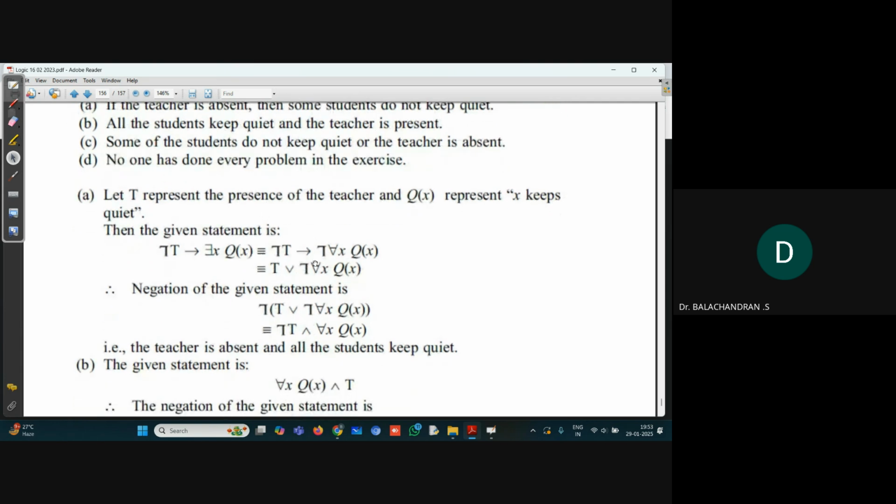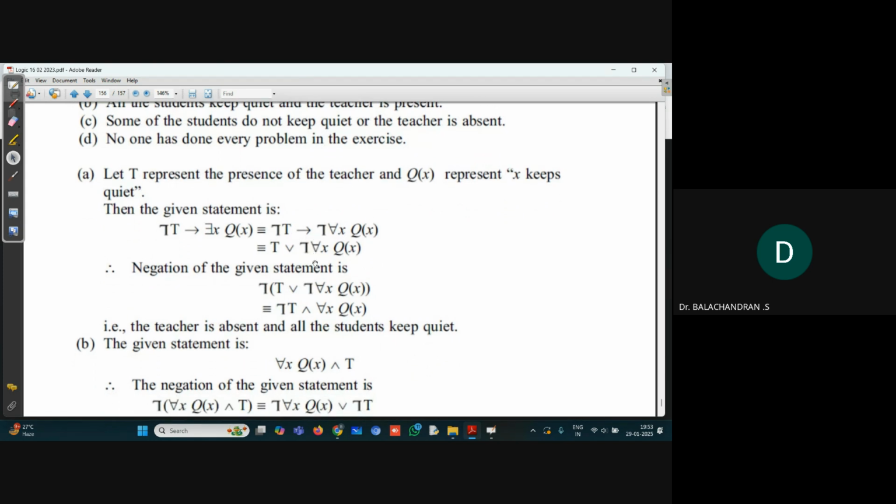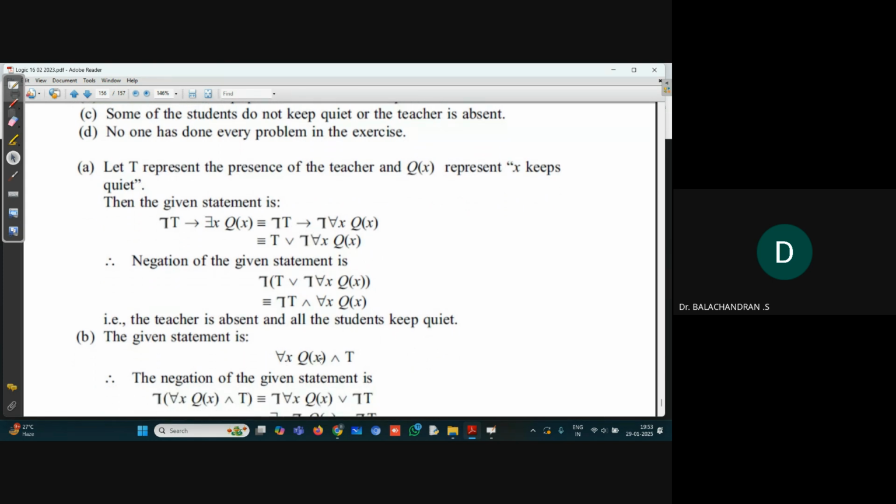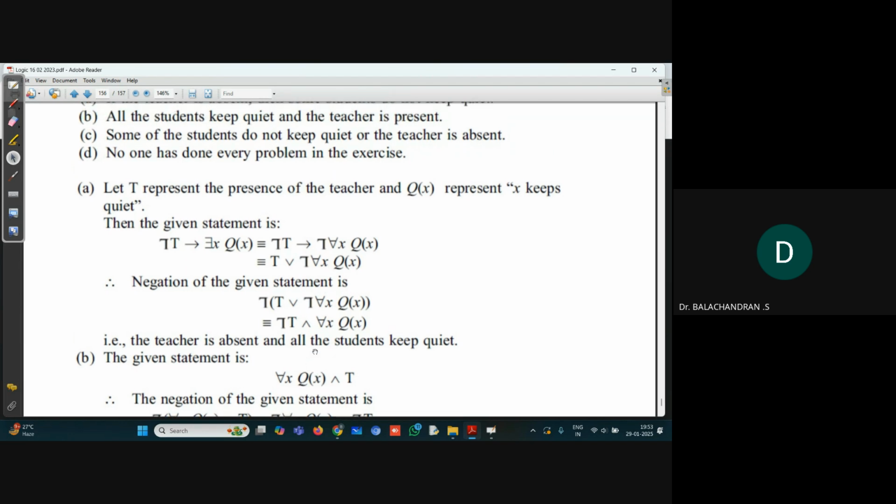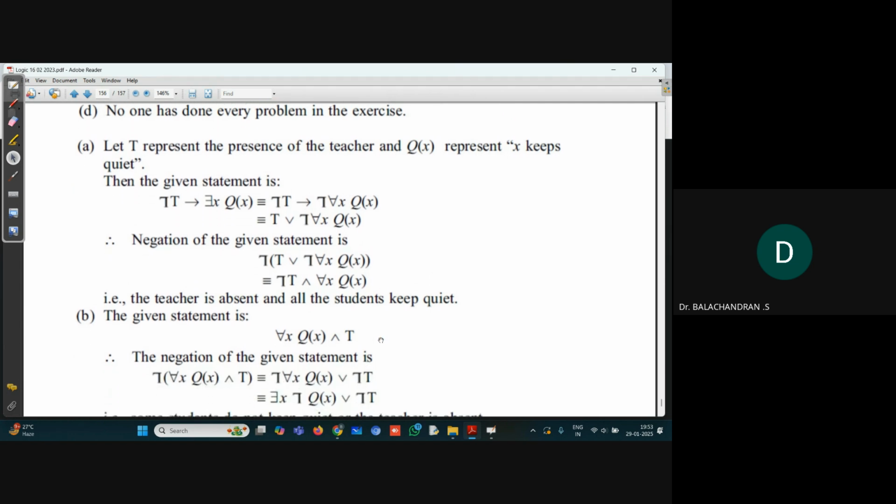All students keep quiet means for every x, Q of x. Q of x means x keeps quiet. All students keep quiet for every x, Q of x, and teacher is present. Teacher is present, that is T. Now negation. We need to find the negation of this statement.